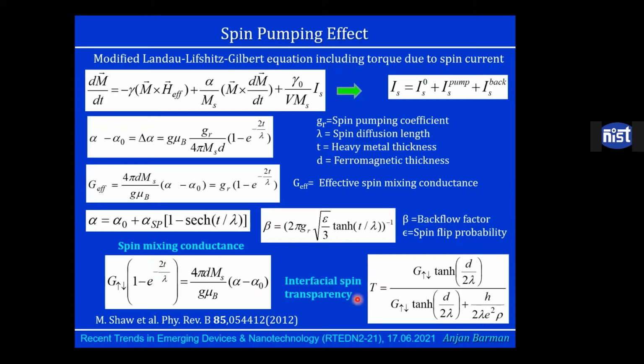So this interfacial spin transparency determines the amount of spin transport, which is found from a term like that, and we can find this by doing all this measurement and analysis. So that is our goal: what would be the interface transparency. If we know the spin Hall angle and the interface spin transparency, we can then say that for a certain heterostructure, this amount of spin current can be generated and transported.